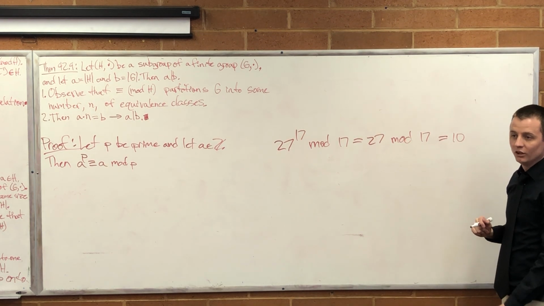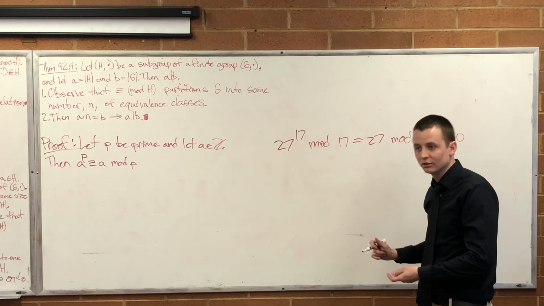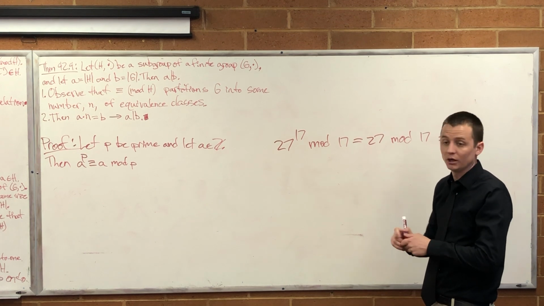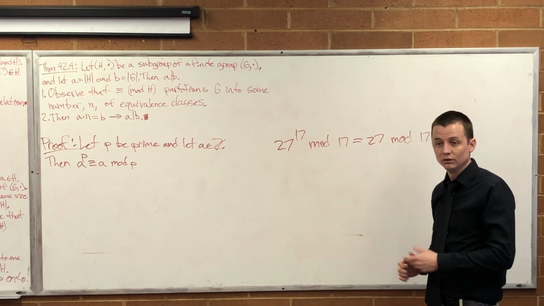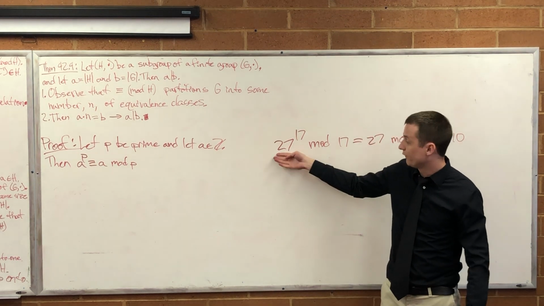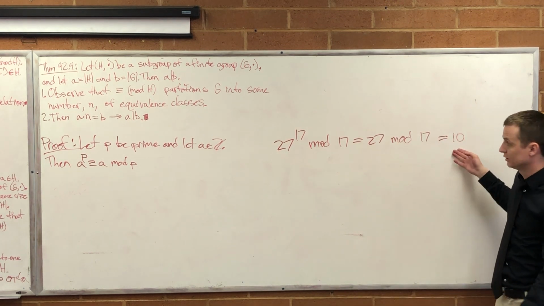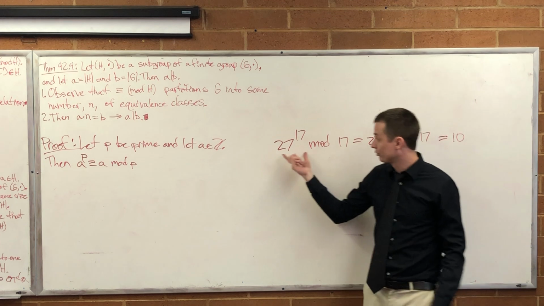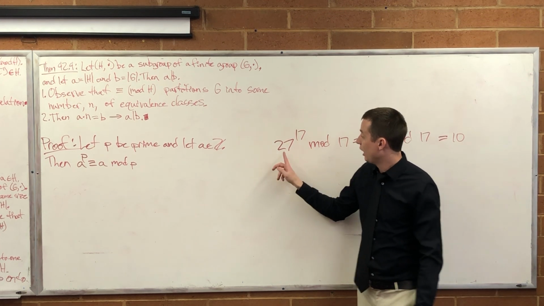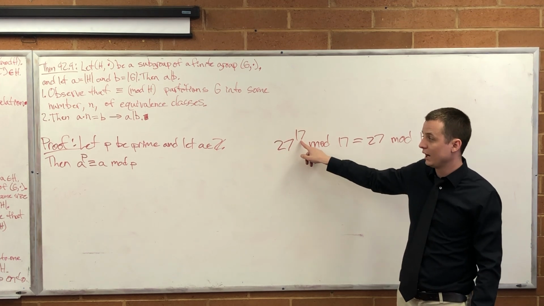So this is a theorem that is of great practical importance when it comes to working with numbers. Very useful one in number theory. It's also very useful for computer science, because we're able to find the remainder of a very massive number in a very small amount of time. Because what is 27 to the 17? I picked some random integer a, and some random prime number 17.